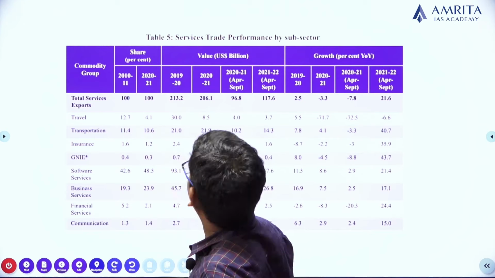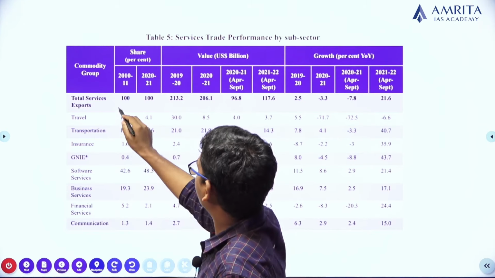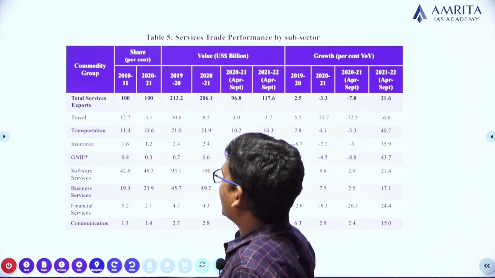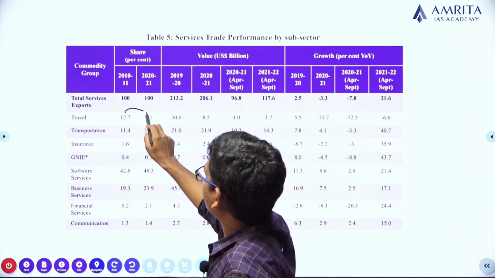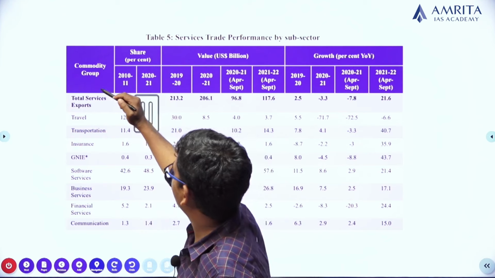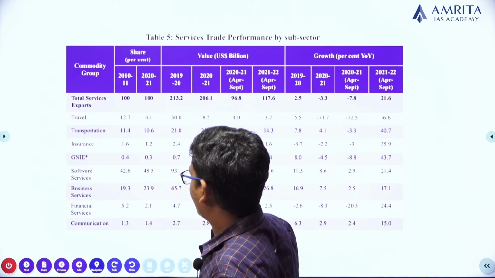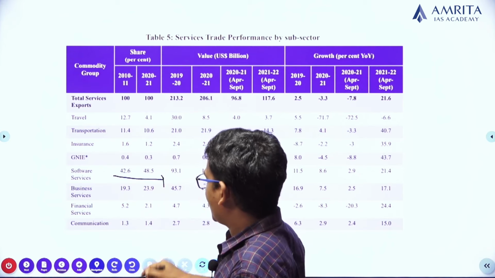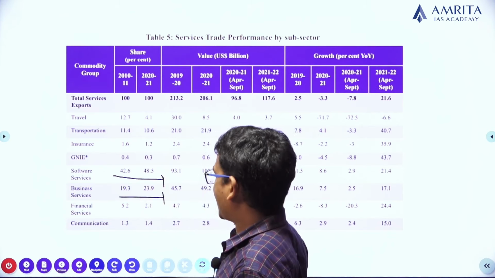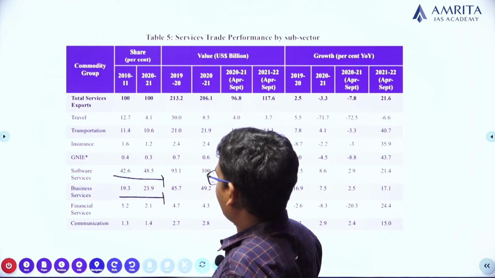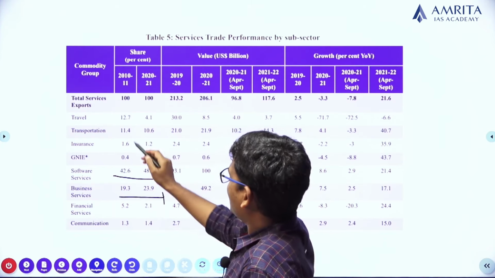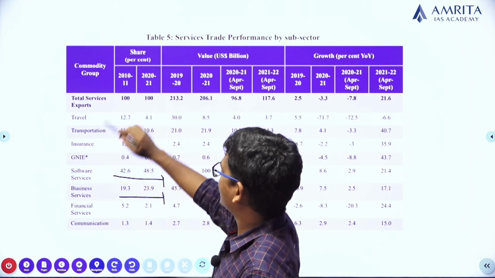Total services exports, if you consider it as 100, the travel contribution has come down, with less share. Then which share has increased? Software is contributing more and it has increased. Business services are contributing more and increasing. This is the major. Transportation reduced. Okay, just have an idea.